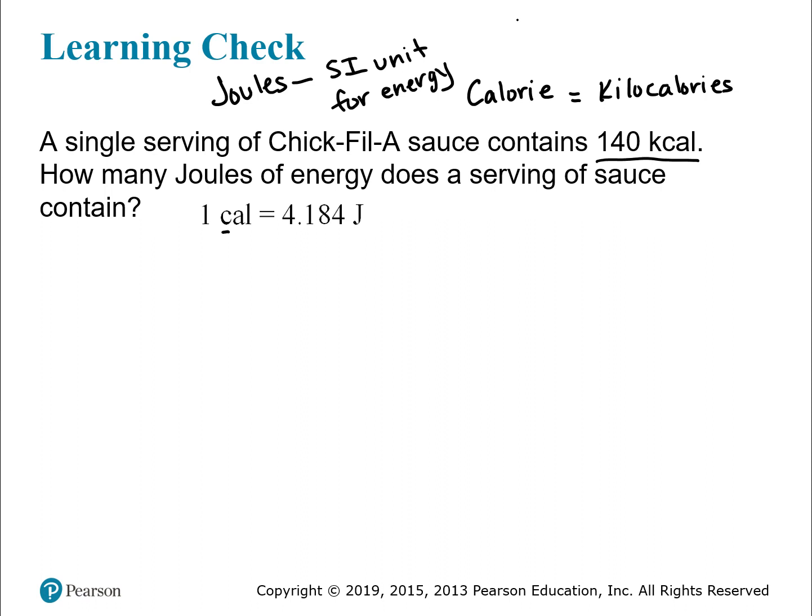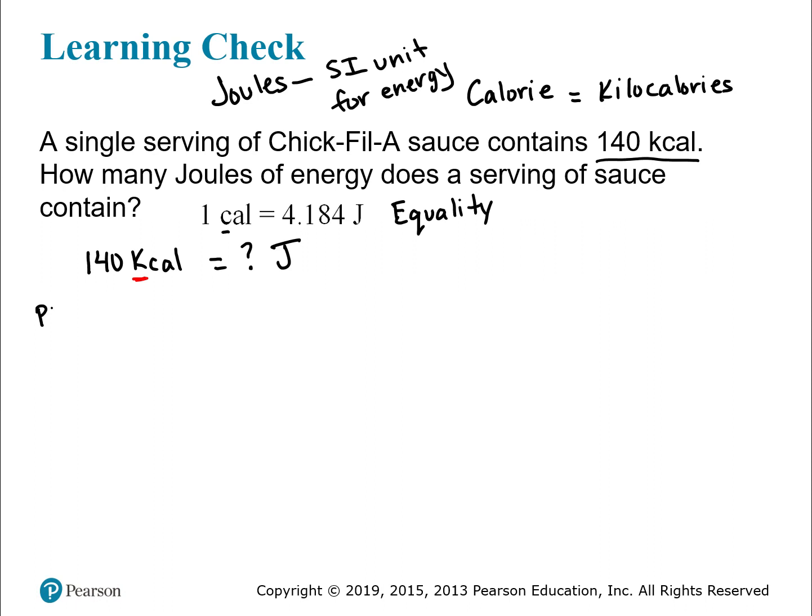So how do we do this? Well, this is simply a conversion problem. I have 140 kilocalories, and I want to know how many joules that is. We abbreviate that with just a capital J. 1 calorie is equal to 4.184 joules. That's an equality. But notice that I have kilocalories here. So I need to do 2 conversions.